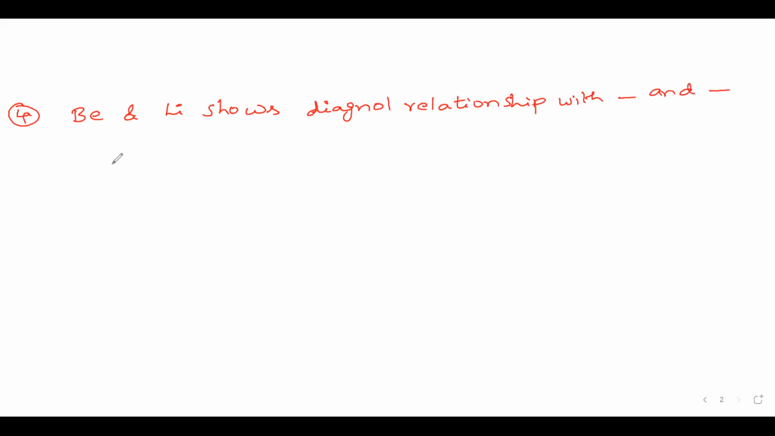Question number 4. Beryllium and lithium show diagonal relationship with dash and dash respectively.